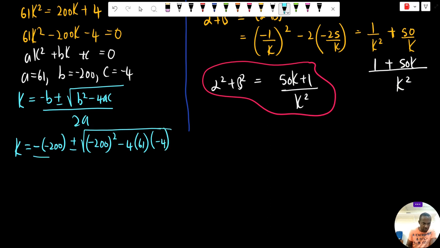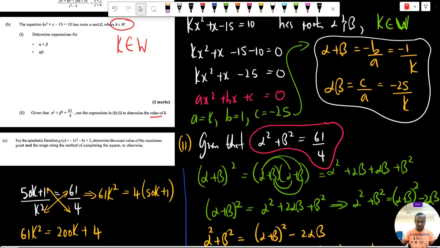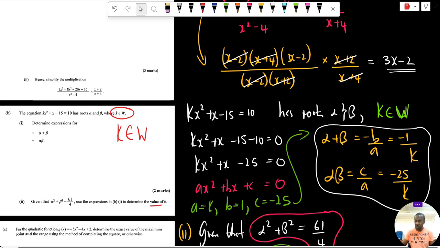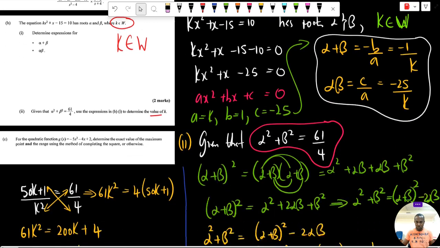And all of this is over 2 times a, where a is 61. So this is 2 times 61. Now, bear in mind that we're told at the beginning of the question that k belongs to the set of whole numbers. Which basically means that if you're in an exam and you're given that piece of information, when you're solving for k, you'd be expected to find k to be a whole number, right?